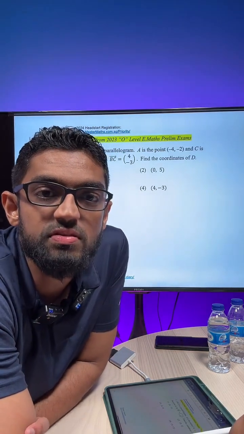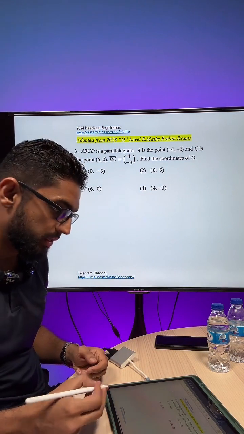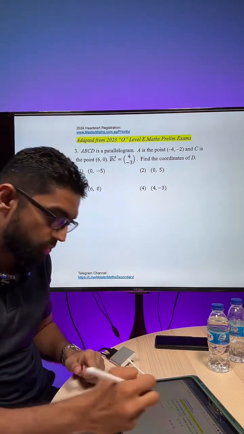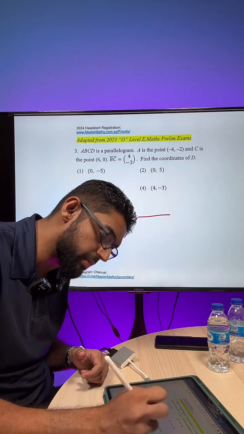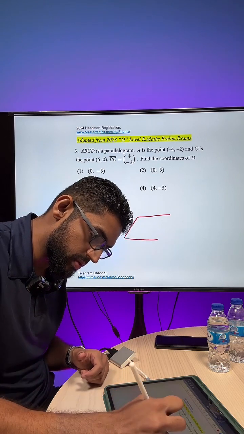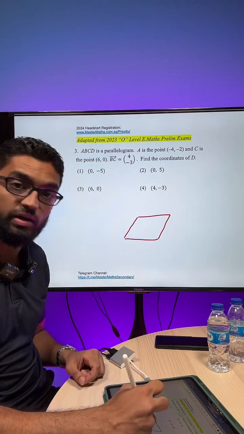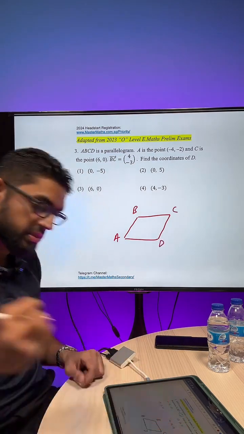Okay, how to do this? Coordinates of D question. So we'll draw a parallelogram. Over here we have that parallelogram. Just a rough drawing. And then you have the point A here, point B is here, C is here, and D is here.